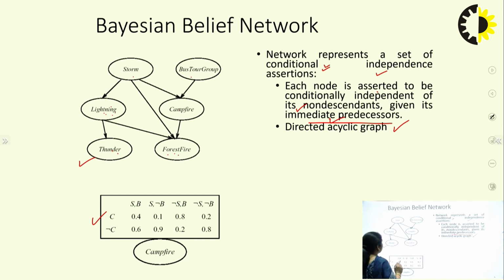If I talk about one node, this one, what is it representing? It is representing the variable campfire. If we see this, the campfire has two parent nodes. What are the two parent nodes? Storm and bus tour group. So we denote campfire with C, storm with S and bus tour group with B.